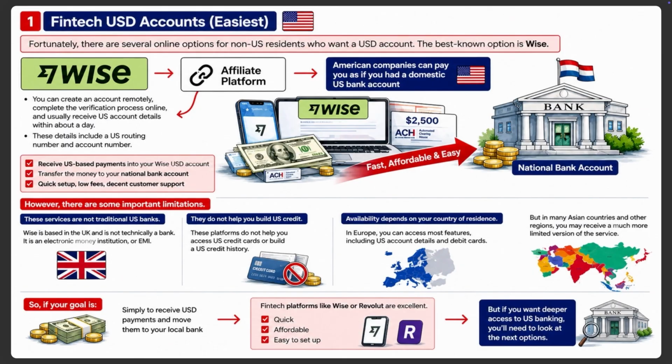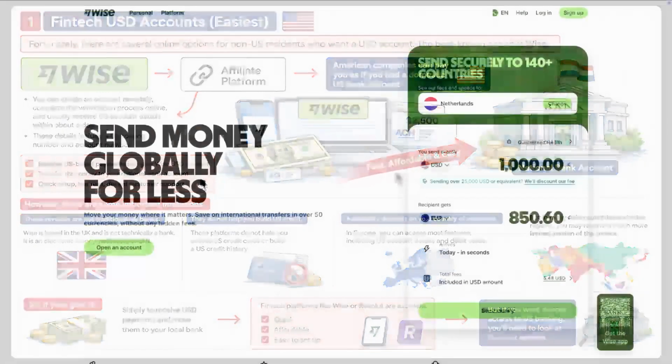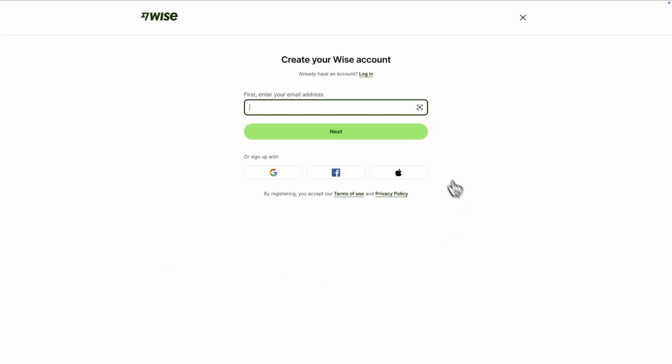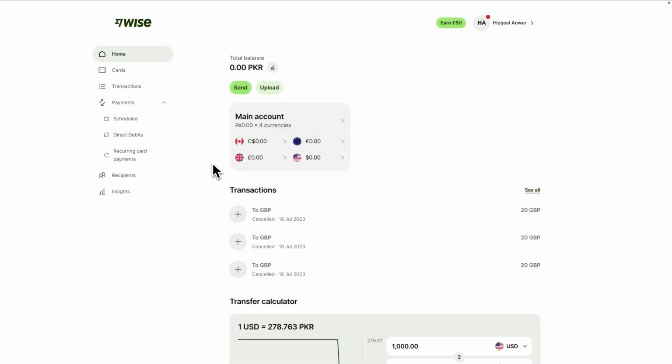I personally use Wise for this exact purpose. So I receive those US-based affiliate payments into my Wise USD account and then transfer the money to my national bank account. Signing up for Wise is simple. You upload your identification document, verify your address, and complete the standard checks. Once approved, you can access your USD account details fairly quickly.